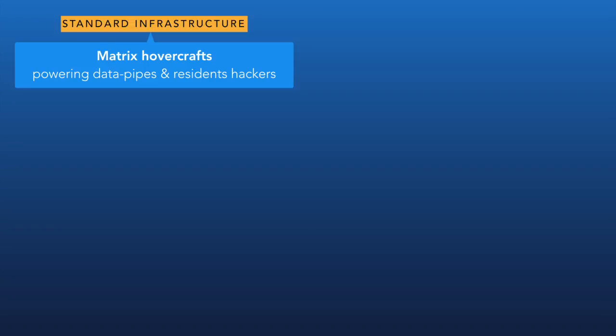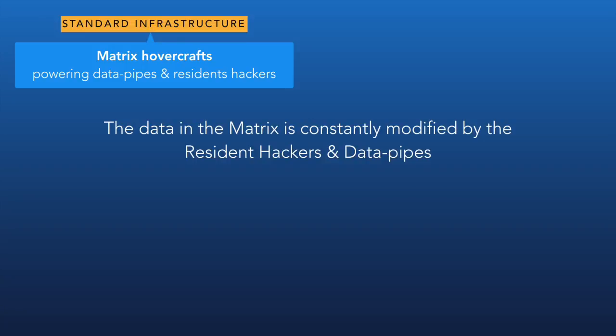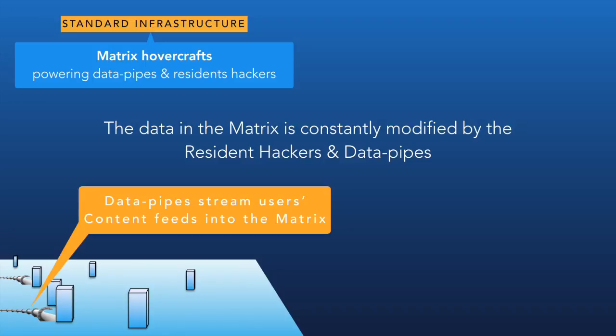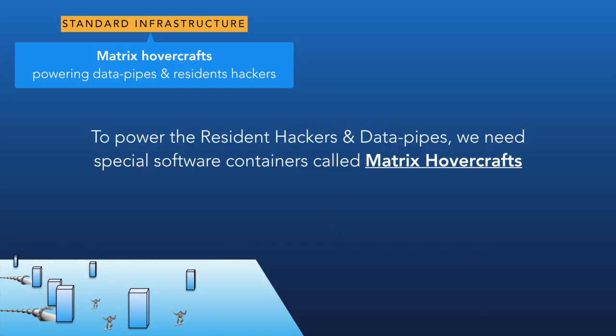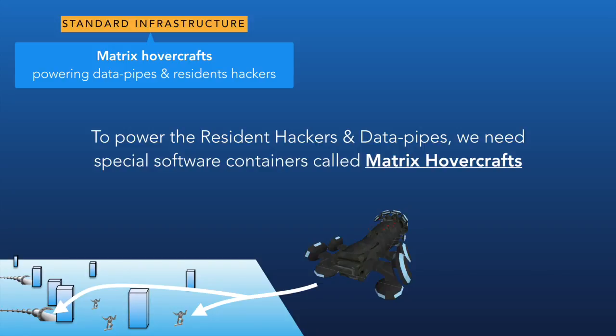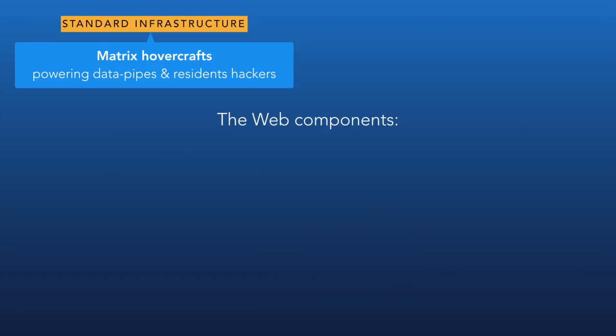Second piece are the Matrix hovercrafts. So the data in the matrix is constantly modified by resident hackers and data pipes. So data pipes stream users' content feeds into the matrix, while resident hackers process the content feeds. So to power these, we need the matrix hovercrafts, special software that run the data pipes and the resident hackers.